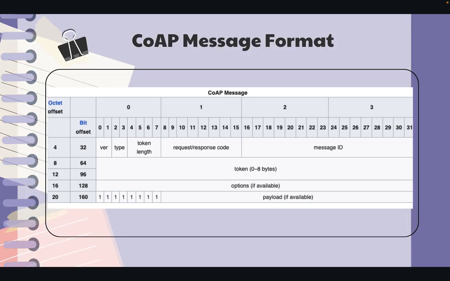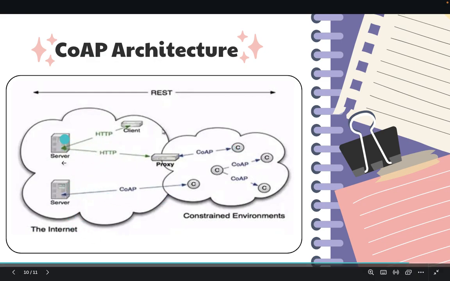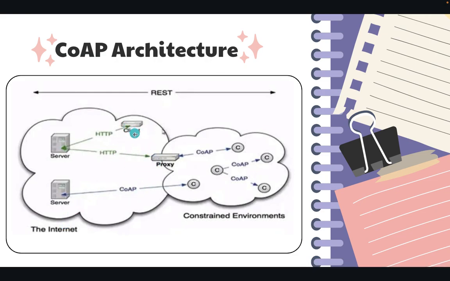Now let us look at the CoAP architecture. Here I have taken a very small and very clear picture of CoAP. Here you can see 2 parts. The first one is the internet, the normal internet, and the second is the constrained environment. In the internet we have servers and clients. These clients are connected with the help of the HTTP protocol, whereas in the constrained environment all the nodes are connected with the CoAP protocol through this proxy server.